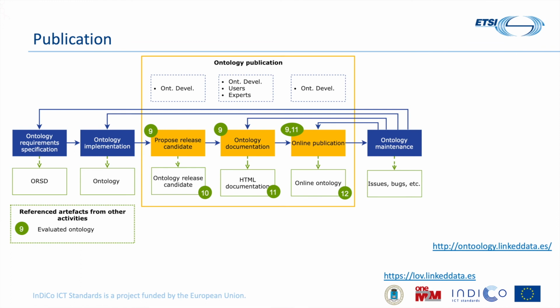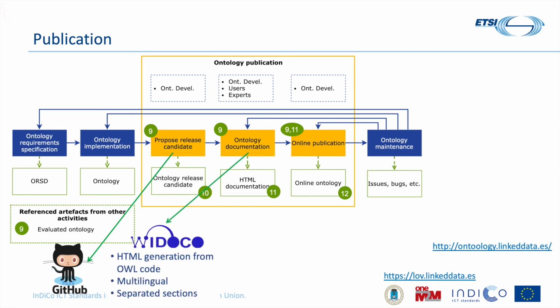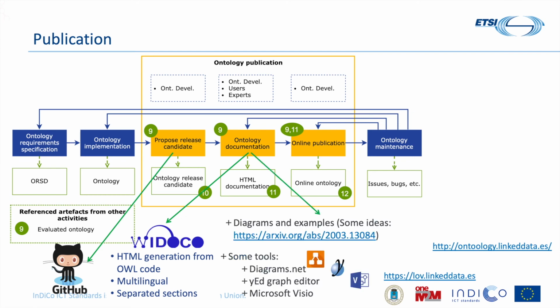Having implemented and evaluated our ontology, we are ready to publish the release or the final ontology. For doing so, we will first propose a release candidate. We should then generate ontology documentation. For generating HTML documentation, we can use Widoco, which generates the HTML from the OWL code and also allows for multilingual configuration. Also, we should be generating diagrams and examples. If we have done the diagrams in the conceptualization, they can be easily reused in this step. Some tools, as mentioned before, are diagrams.net, yEd editor, or other applications.